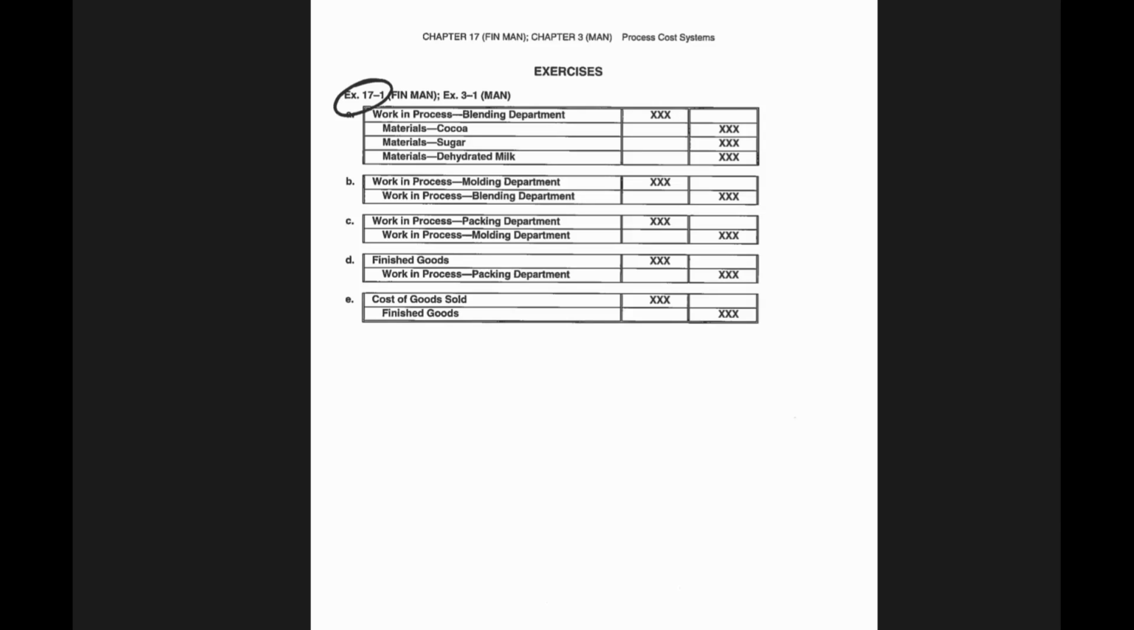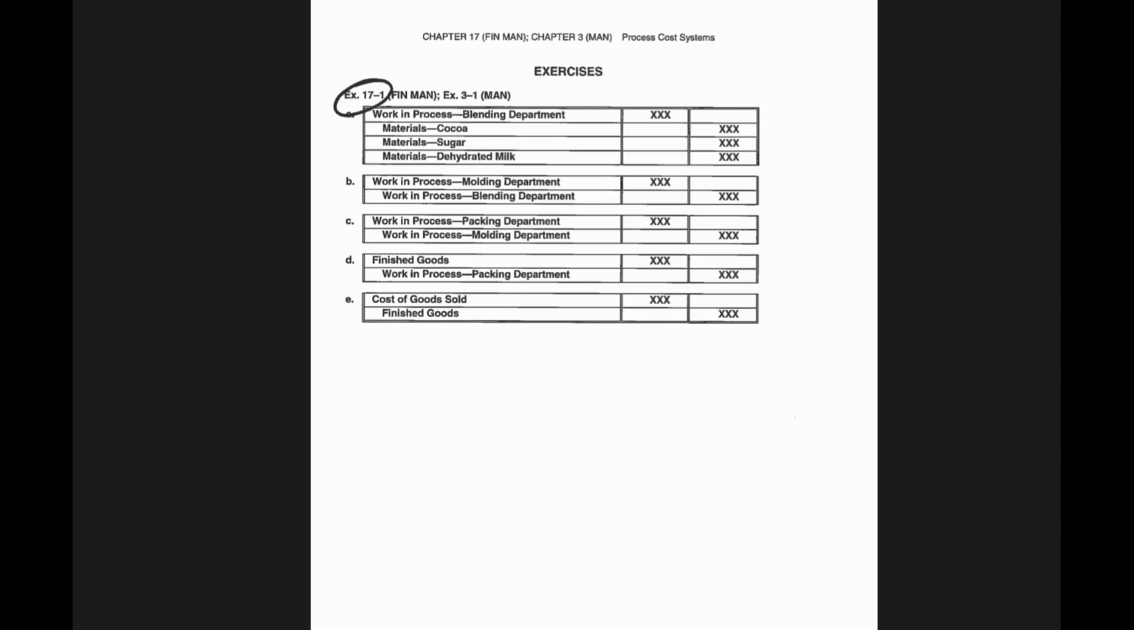Okay, for chapter 17, you're going to note that this is a very short chapter. It's mainly to show you that there are several WIP accounts for most manufacturing companies, so you're transferring from one WIP to another WIP to probably yet another WIP. So what we're going to do is look at number one first.